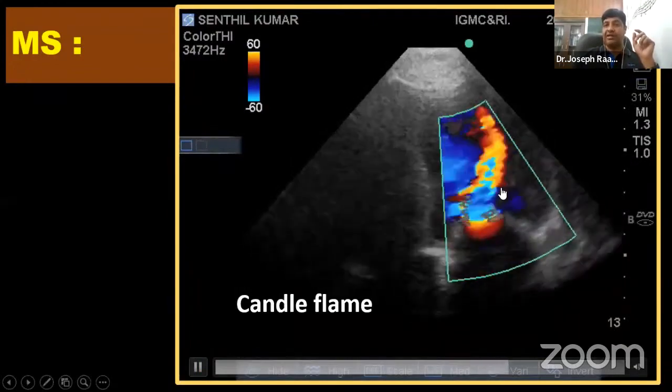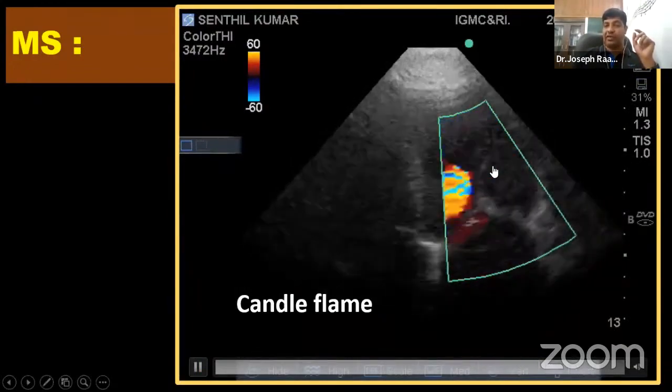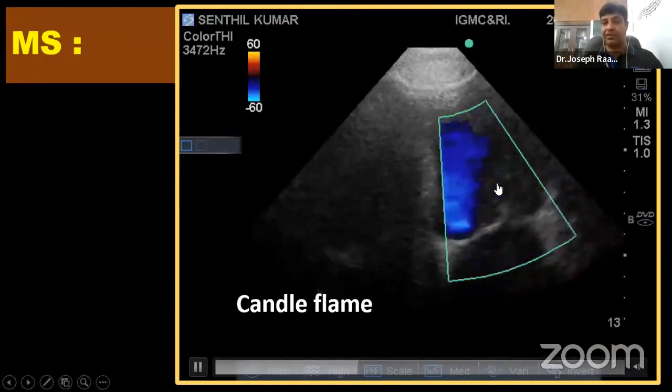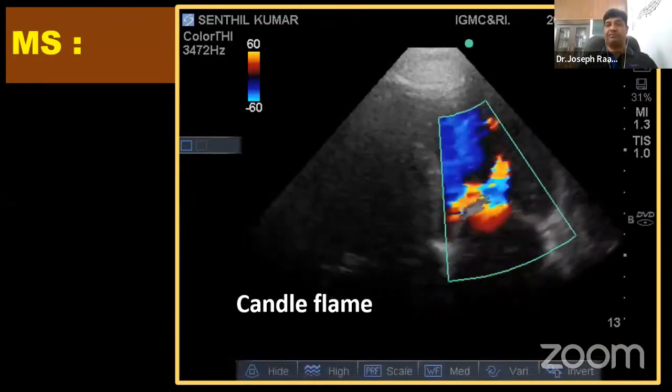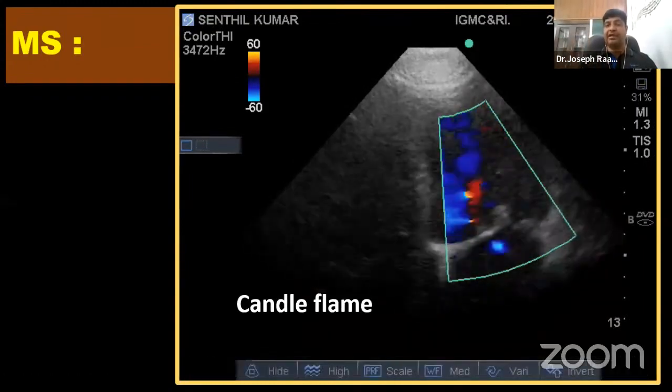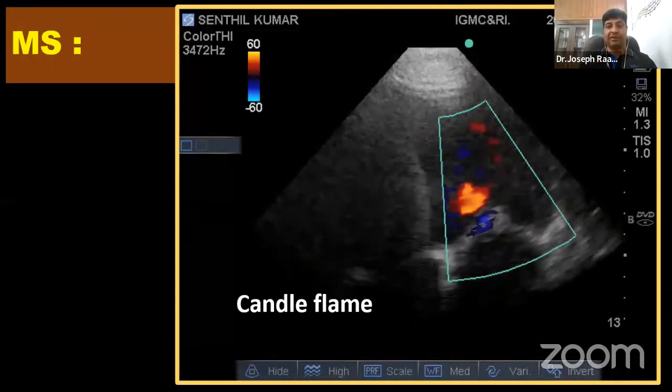As a result, you get this type of mosaic pattern, and this is called the candle flame appearance of mitral stenosis. So if you are able to pick up this, you know that this patient has got a mitral stenosis, and we know that the next step is to assess the severity.